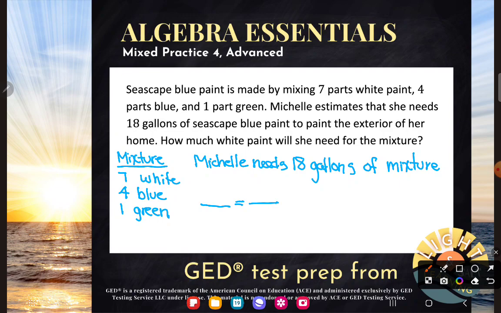So what I'm looking for is how much white paint Michelle needs. How much white paint? Now, I need one more piece of information about Michelle in order to set up a relationship between her white paint and something. Well, I only have one piece of information. Notice what I have. I see that Michelle needs 18 gallons of mixture. So the only other number I have to put in relationship is her mixture, her Seascape green.